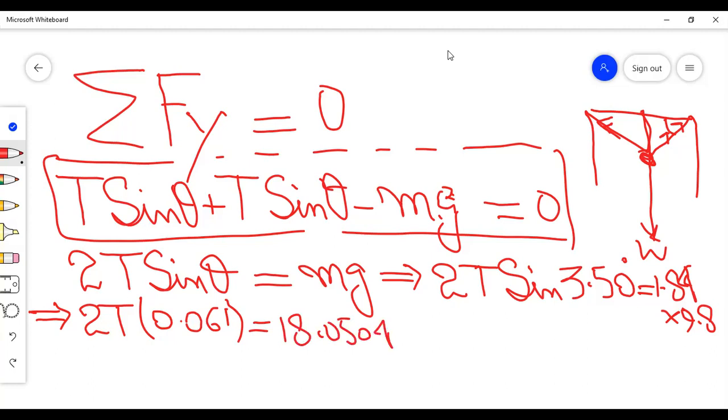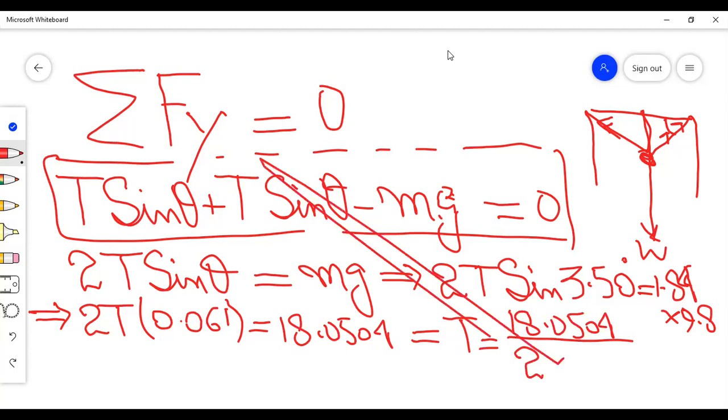So this is about that. But we are looking for T. So T will remain all alone on the left hand side. Everything will go on the right. That is 18.0504 divided by 2. We can round off that. It makes no difference. So this 2 is coming down and also this value is coming down, that is 0.061.